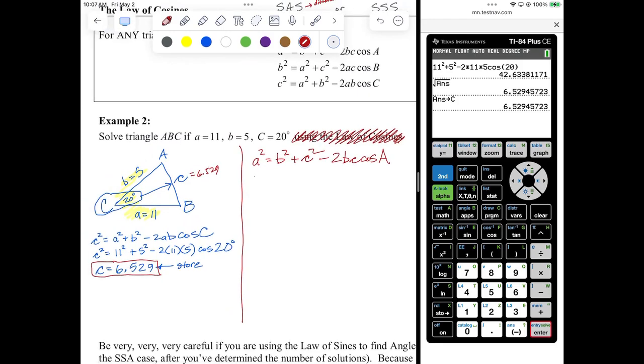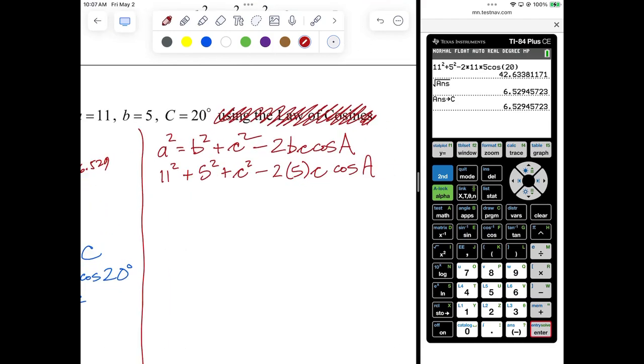All right, now let's plug in. I'm going to do A, which is 11, so it's 11 squared, plus B, which is 5 squared. C is stored, so I'm just going to put plus C squared. I don't want to put quotations around it because it kind of clutters it up. Are you okay with me not doing that? When I put a C in my equation, that's a reminder to myself to use the stored value of C. Minus 2 times B, which is 5, times little c, times cosine of angle A.